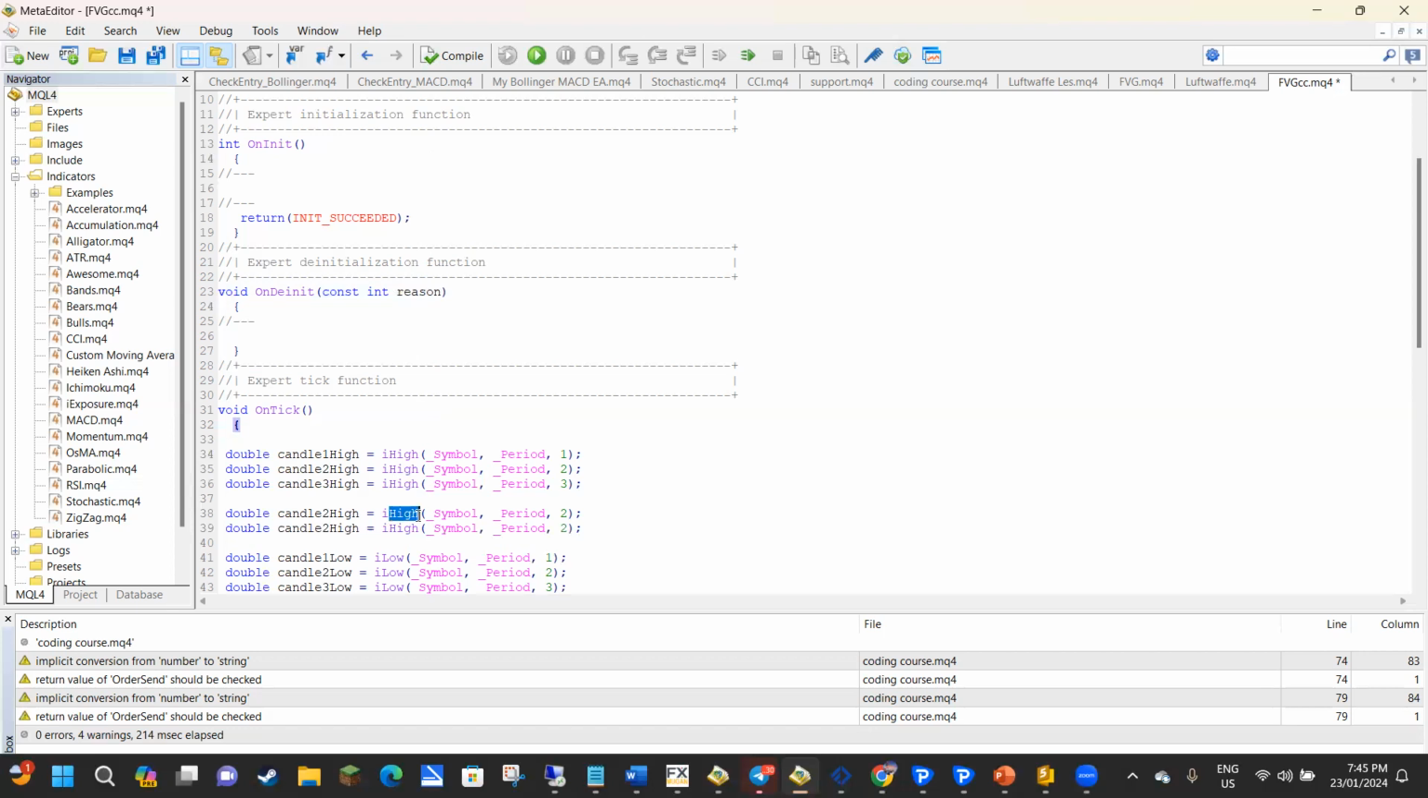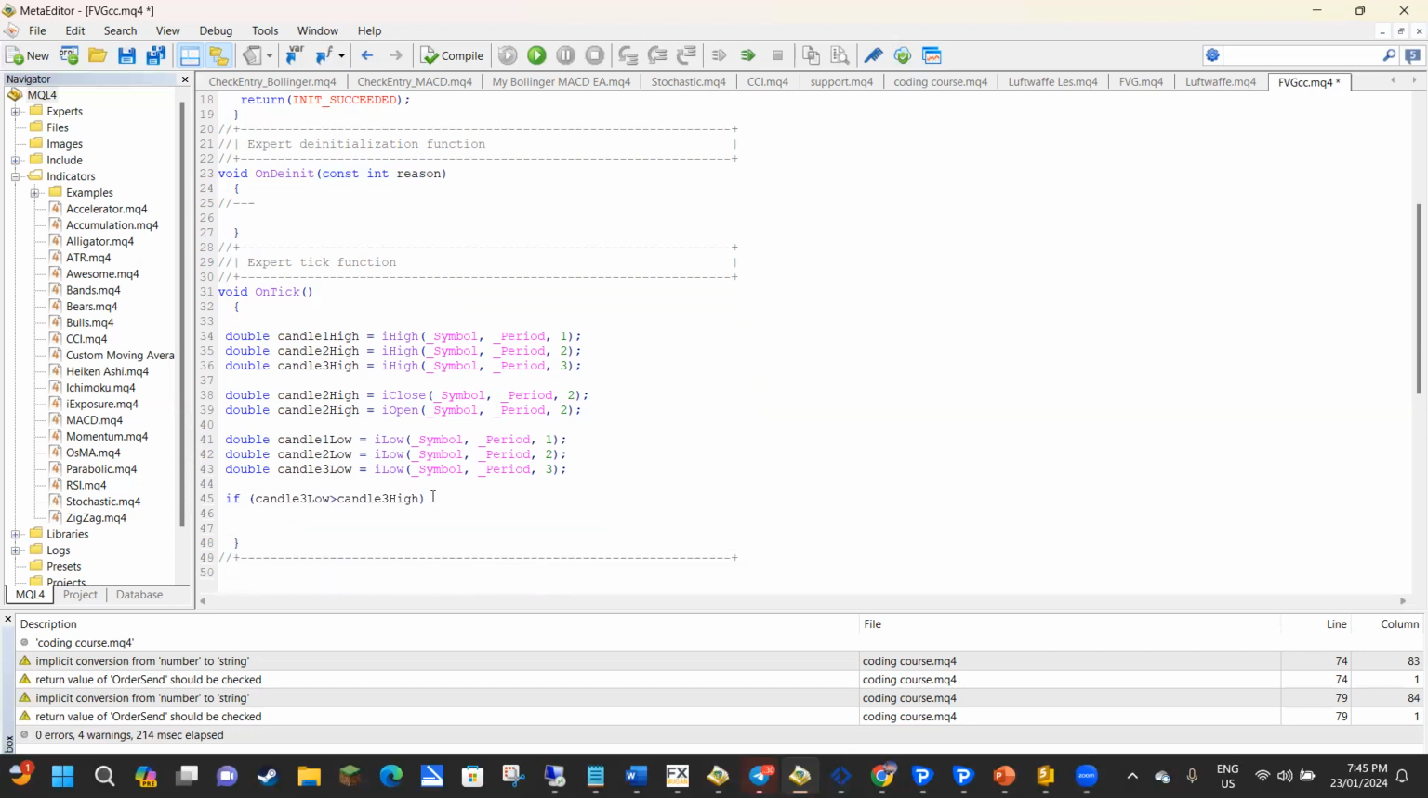So we need to find out the close price of that middle candle and the open price of that middle candle. And now in our logic here, which would be our logic to determine if it's a fair value gap or not, we'd need to add one more criteria, and that would be that candle 2, we better give this another name, open and close.